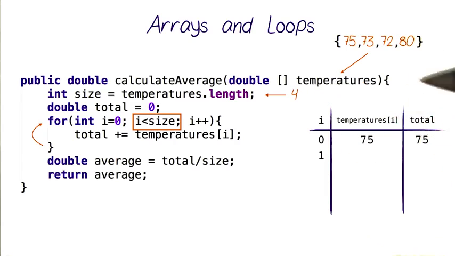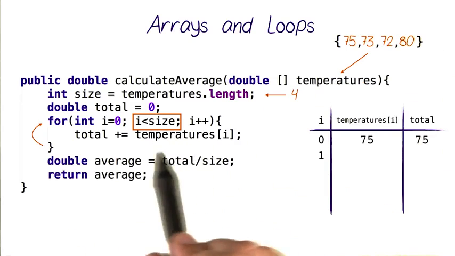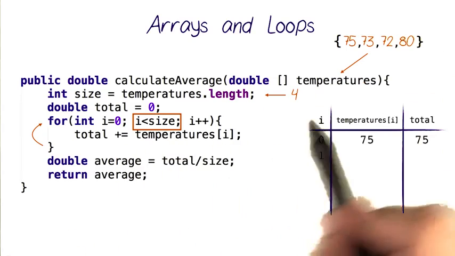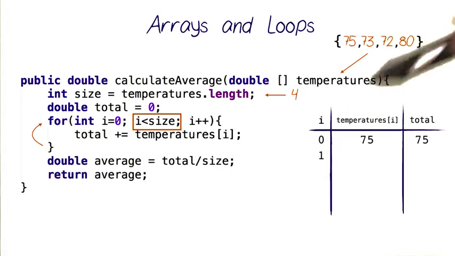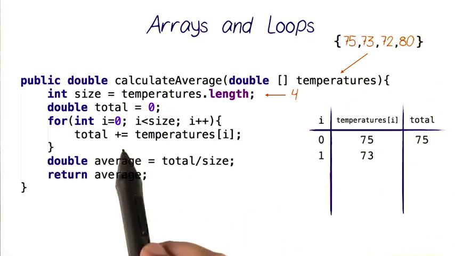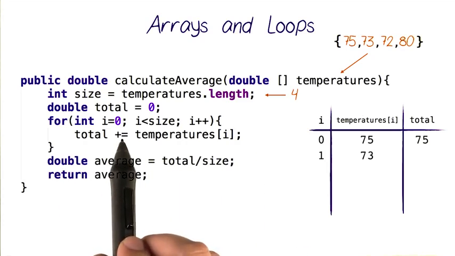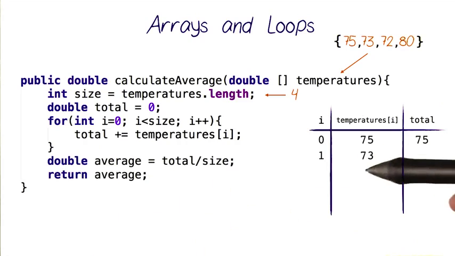I is 1 and size is 4, so that means we're allowed to step inside the loop. Inside our loop, we're accessing temperatures of I, which is now 1, and temperatures of 1 is equal to 73. So in that case, we're accessing 73. And then we're adding this temperatures of I to total using this plus equal sign, so we're basically adding 73 to 75, and total gets updated to 148.